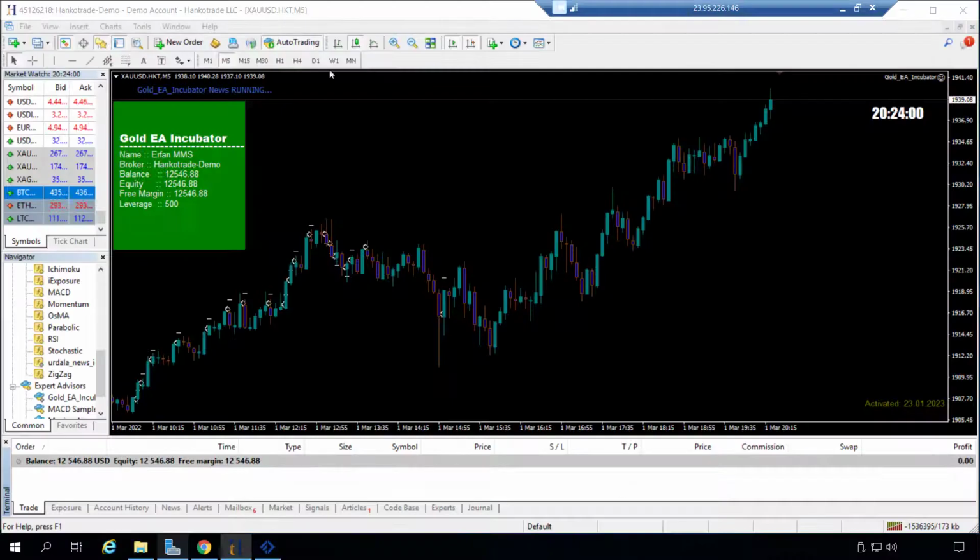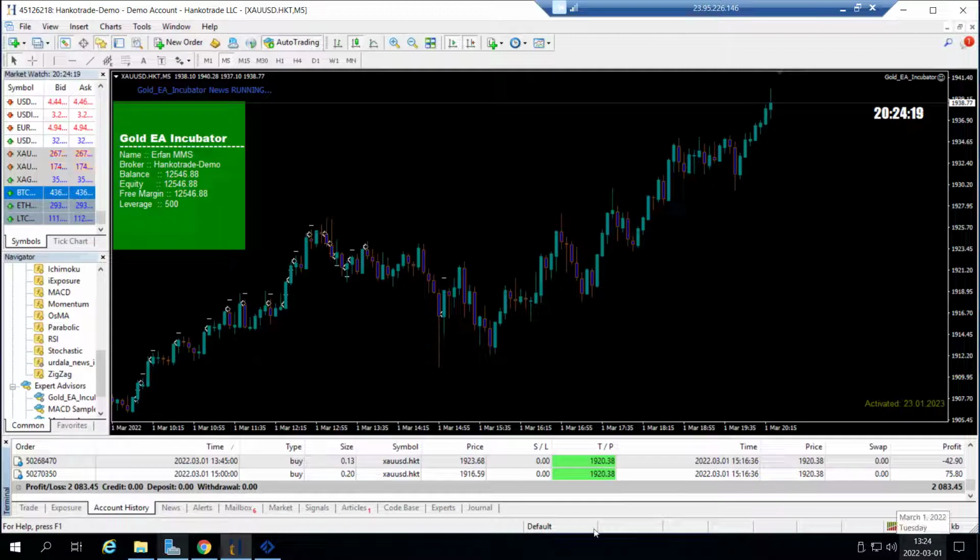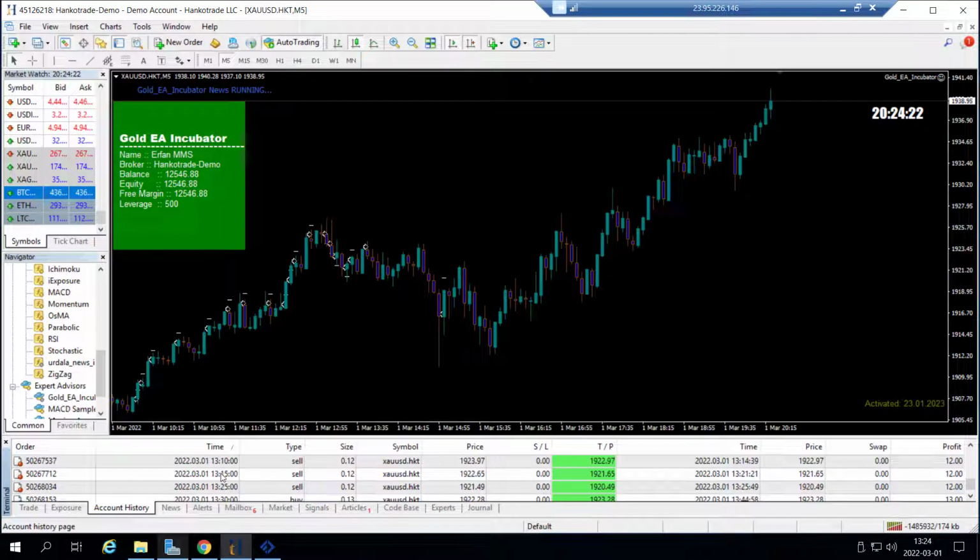But before you go, this is the latest update of Goldie Incubator. Just look at these arrows here. These are the trades that this robot took during London session in the last 24 hours. Let me show you. So today is March 1st, and on March 1st, these are the trades that this robot took. Look at this. This is our test account.